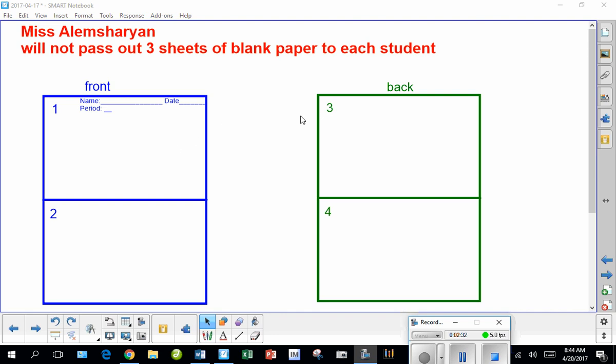So 2 sides, that gets you 4 out of the 10 problems. And then you have another paper with the next 4, which takes you to 8. And then the last paper is where you have your last 2 problems. Okay, let's move on.